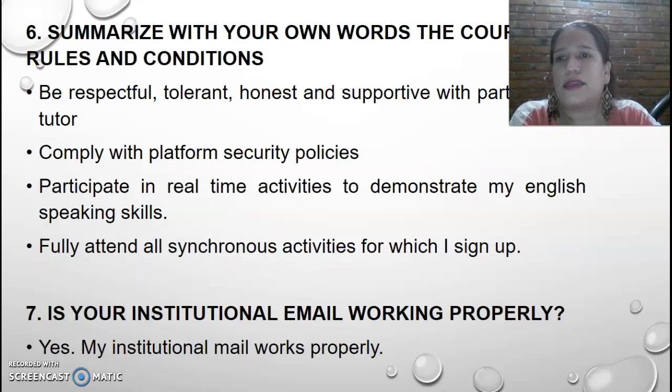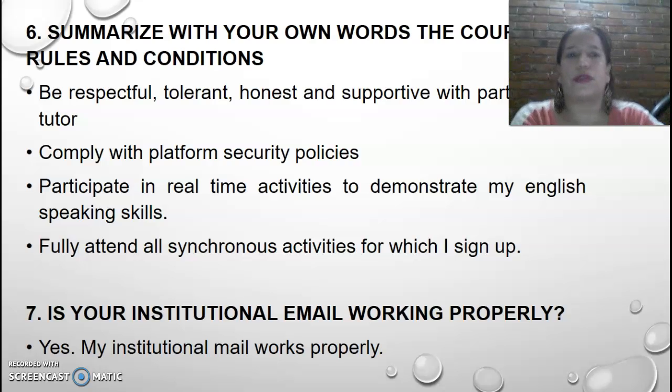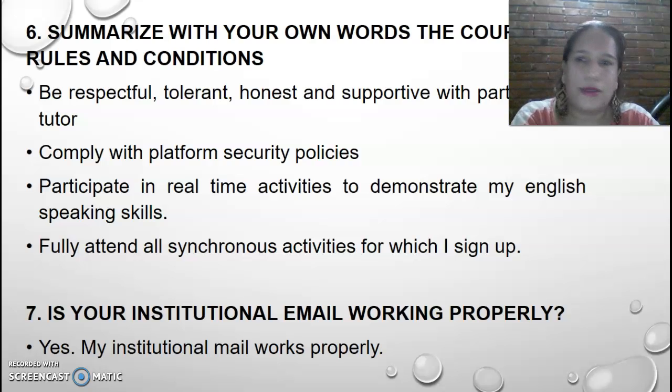6. Summarize in your own words the course rules and conditions. Be respectful, tolerant, and supportive with partners and tutors. Comply with the security policies. Participate in real-time activities that demonstrate my English speaking skill. And give full attention in the synchronous activities for which I sign up.